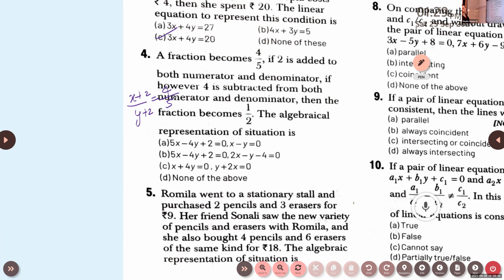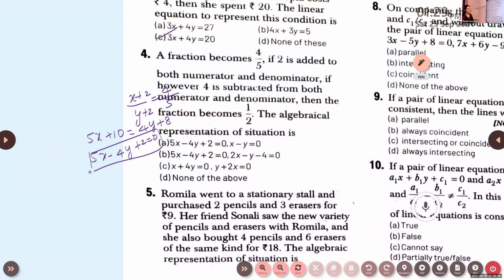It becomes 4/5 and 2 is added to both the numerator and denominator. So when you cross multiply this, 5x plus 10 is equal to 4y plus 8. So what is the equation? 5x minus 4y plus 2 is 0 is the first equation. So either A or B will be the answer.